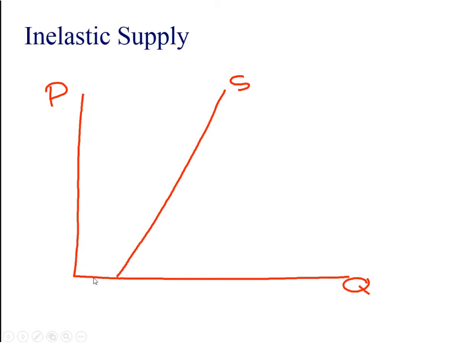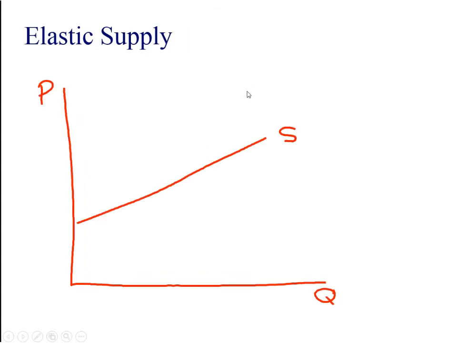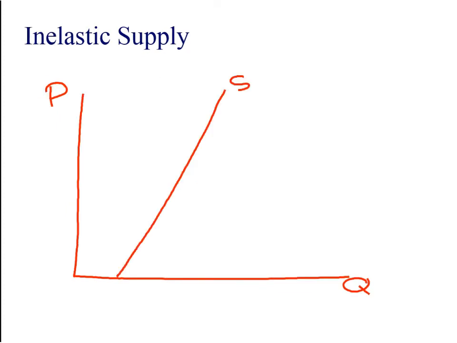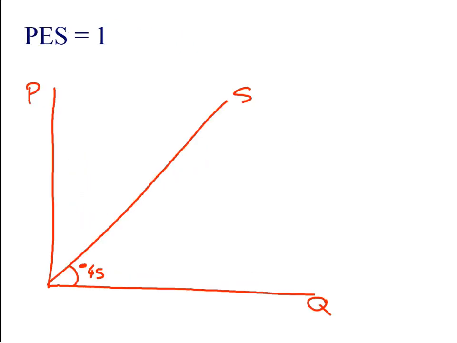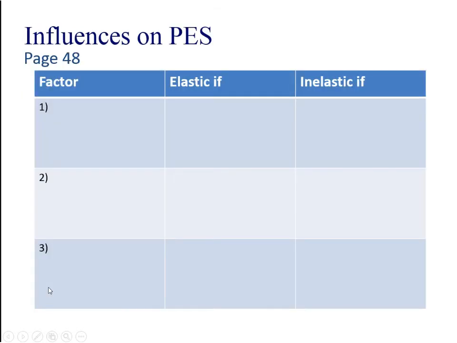We know it's inelastic because it looks like a capital I, if you just imagine a little line here. And elastic, if we imagine a little line here, it looks like a capital E, so that's elastic. Remember, just note that they're upward sloping, still upward sloping. And then PES that is equal to 1 would have a 45-degree angle there, and it would go through the origin as well. I think mine's a little bit off the origin there, but oh well.